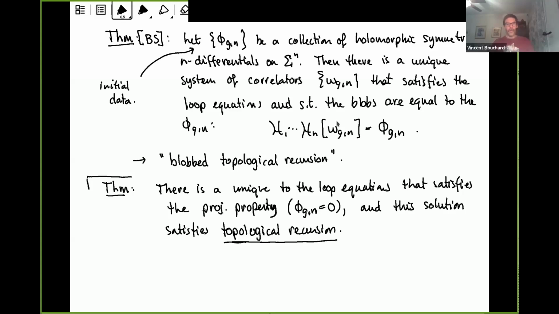Okay, so that is the origin of topological recursion. That's where it comes from. It's basically solving the loop equations, but it's singling out a particular solution, which is the one that has no blobs, that satisfies the projection property, normalized on A cycles, all the same depending on your point of view.